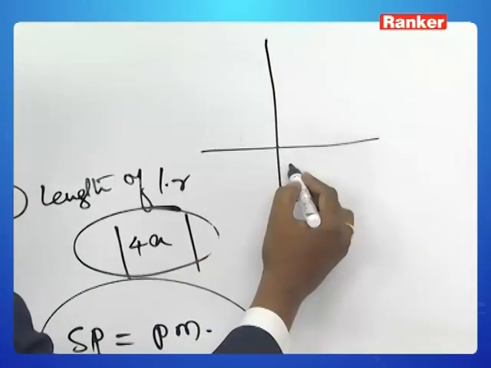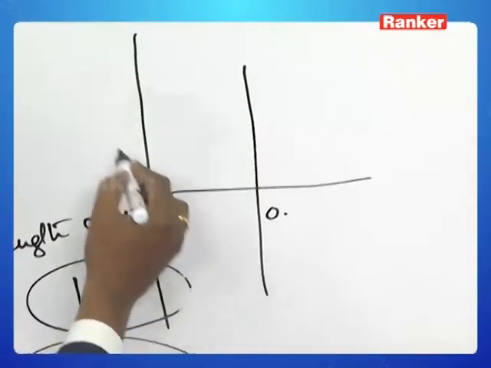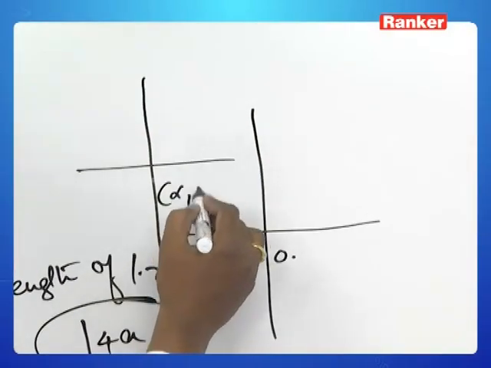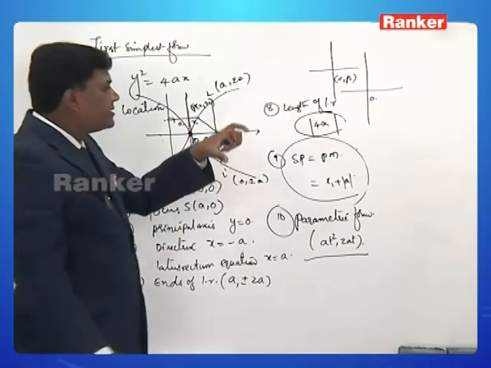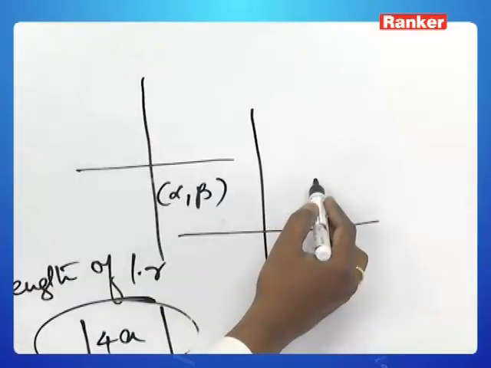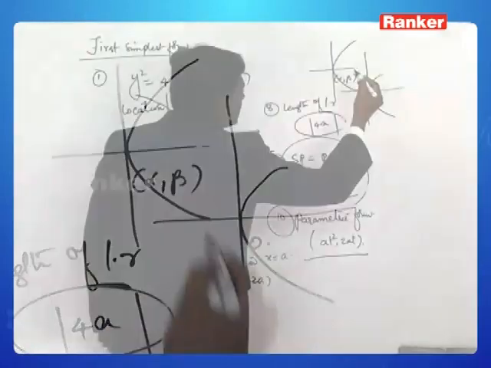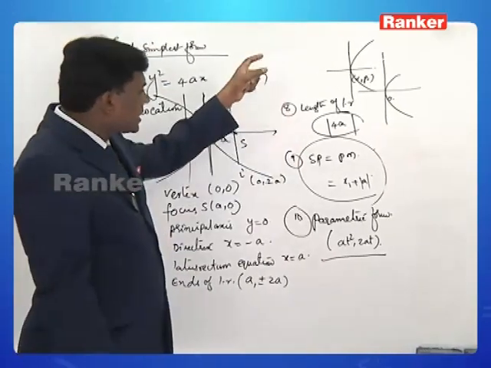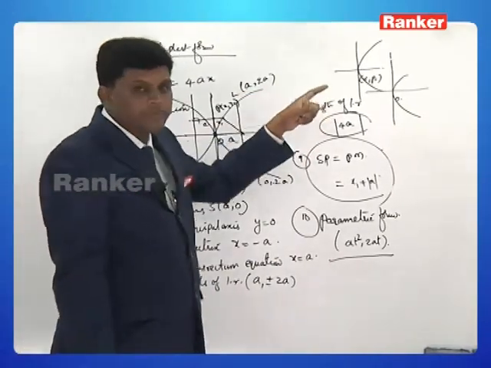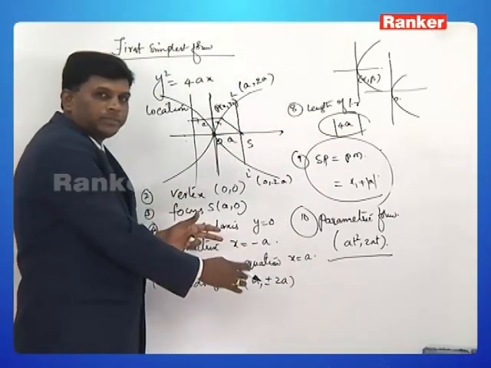axes are here somewhere. We imagine a point alpha comma beta. There the parabola is shifted as it is without changing its direction. This is taken as the first shifting case. To get any property of this first shifting case, again, we just depend on these first 10 points.